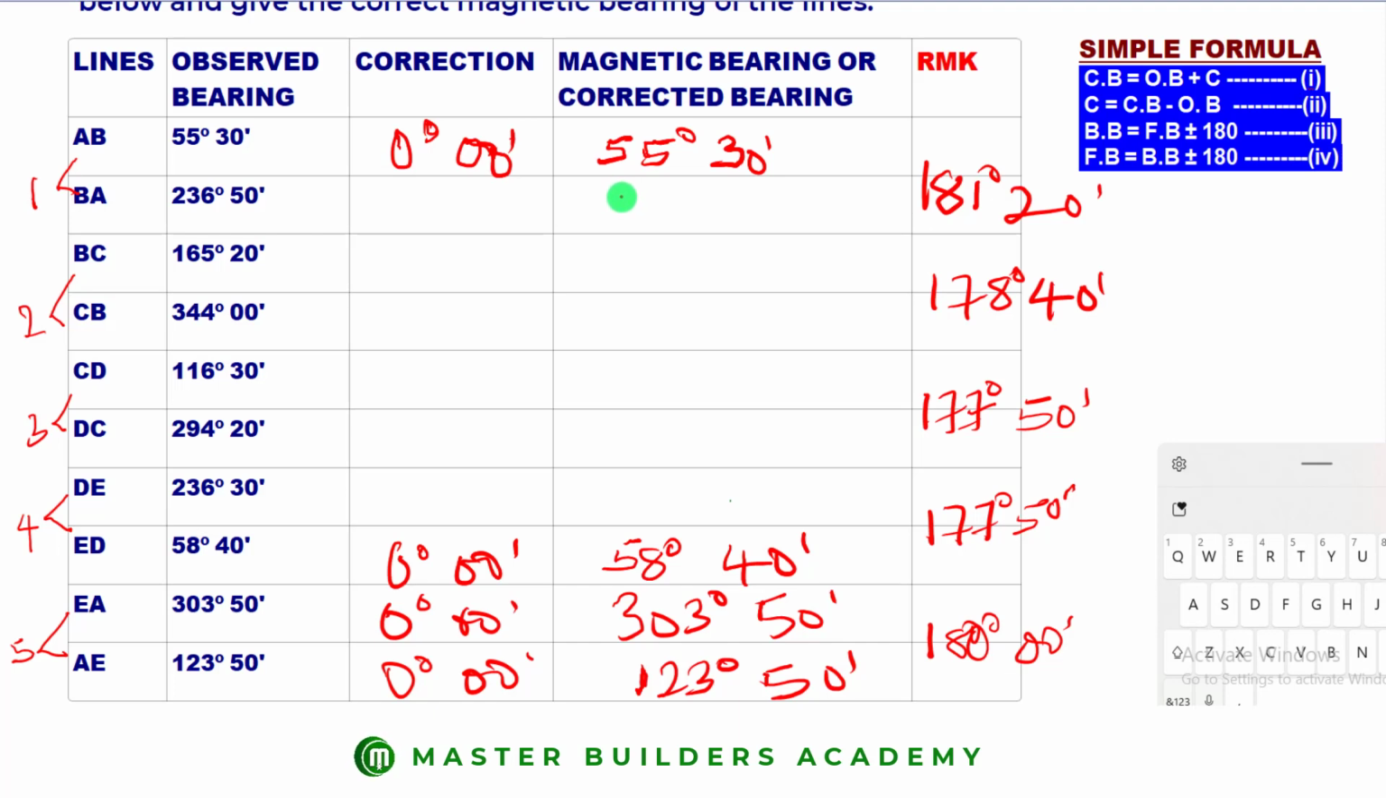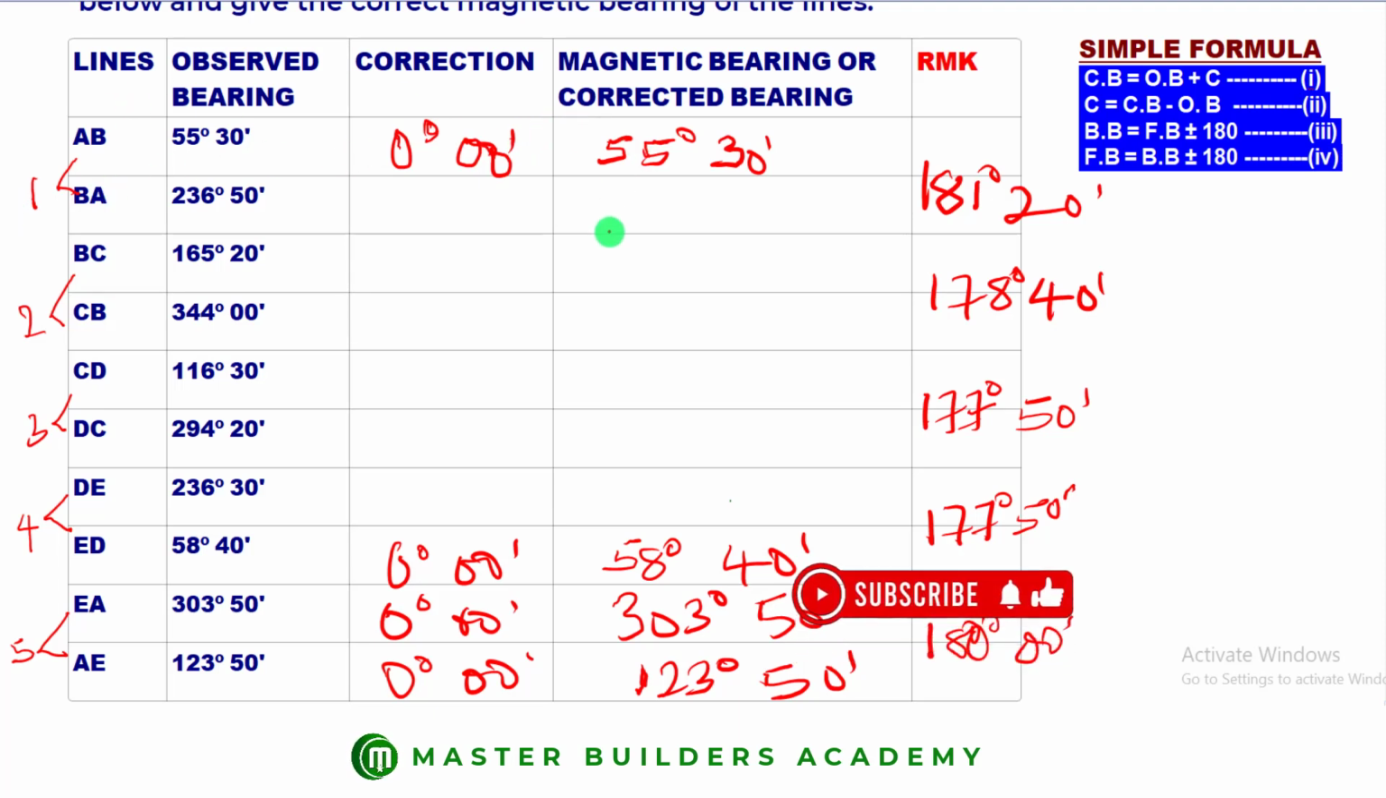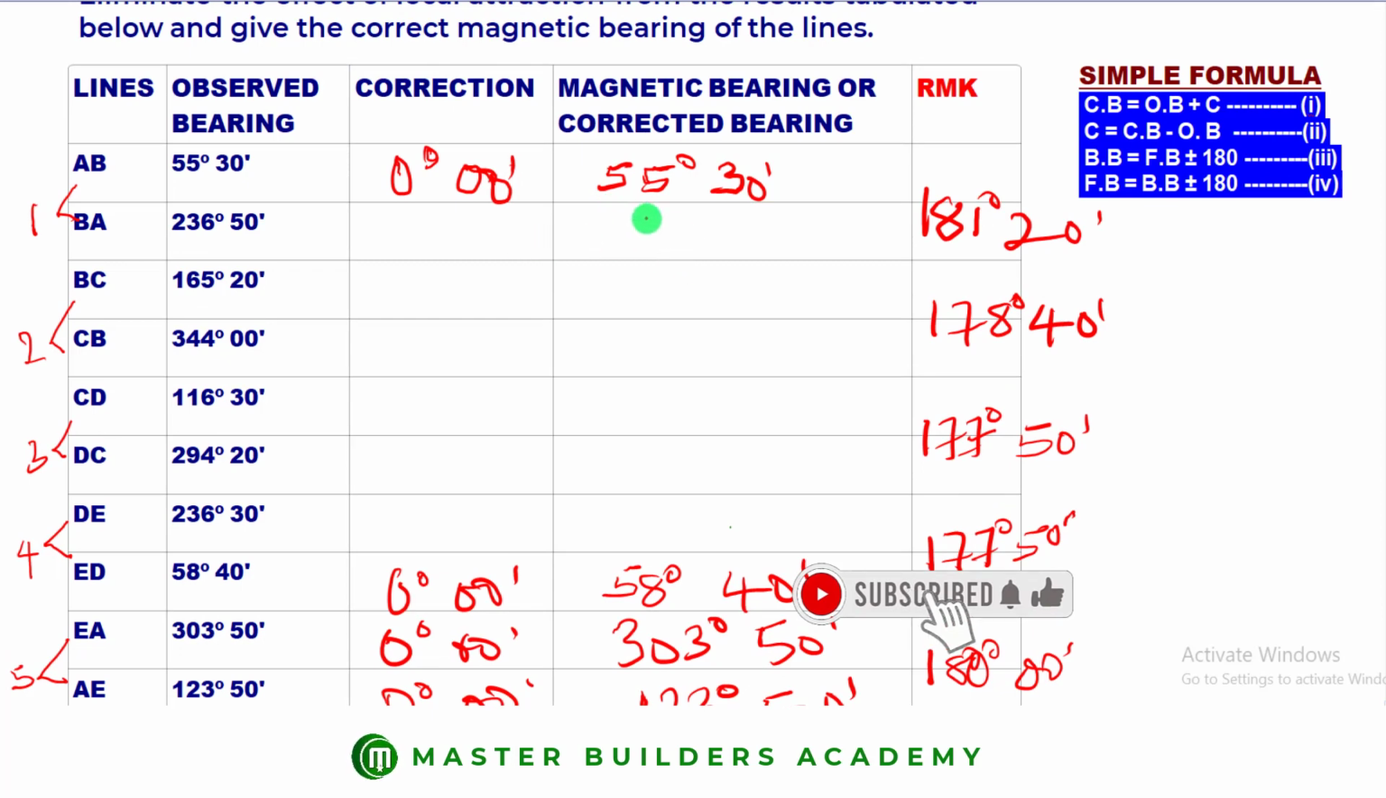So what do we need to do? We will simply add 180 to this value. It's as simple as ABC. All right, so if we add 180 degrees to 55 degrees 30 minutes, we will have this as 235 degrees 30 minutes. I hope you can see this, guys.